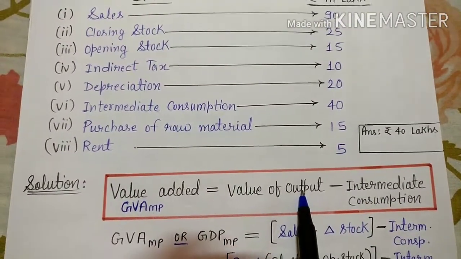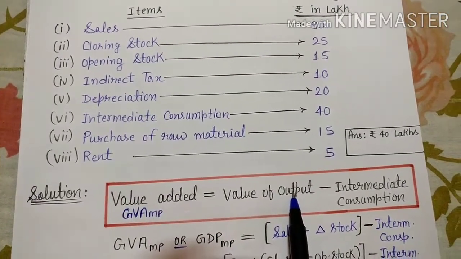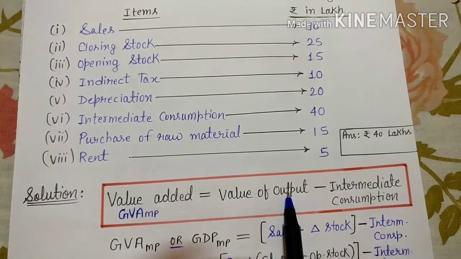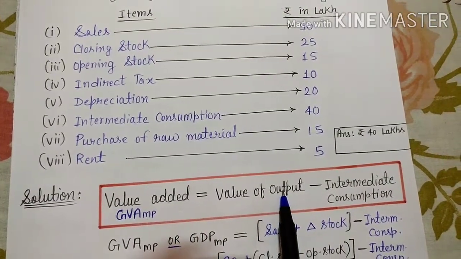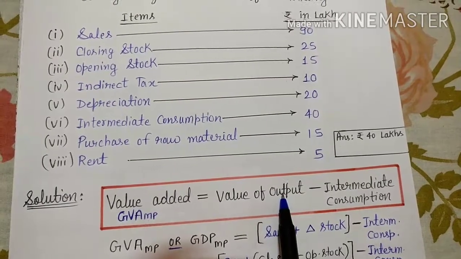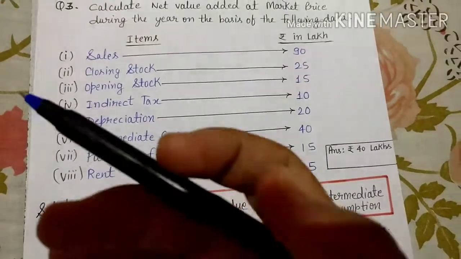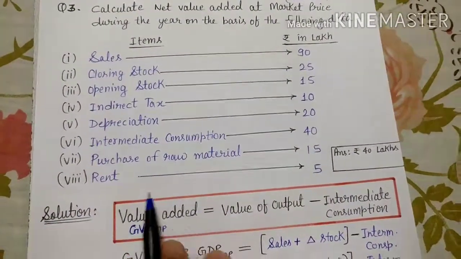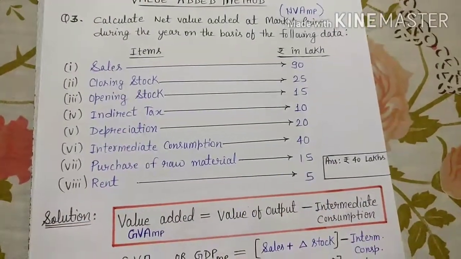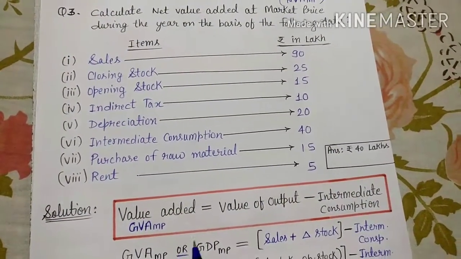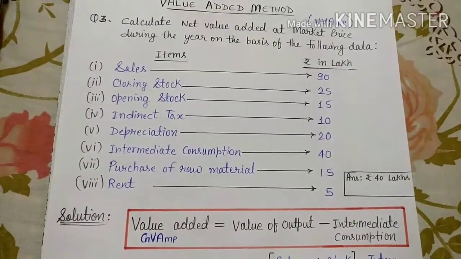Now what is the value of output? Two formulas are there. In case domestic consumption is given, then we find intermediate consumption as domestic consumption plus import. But import is not given. Domestic consumption is also not given. Domestic sales is not given either. So there is no use of export also. Okay. So we just have to put our basic formula, that is sales plus change in stock.